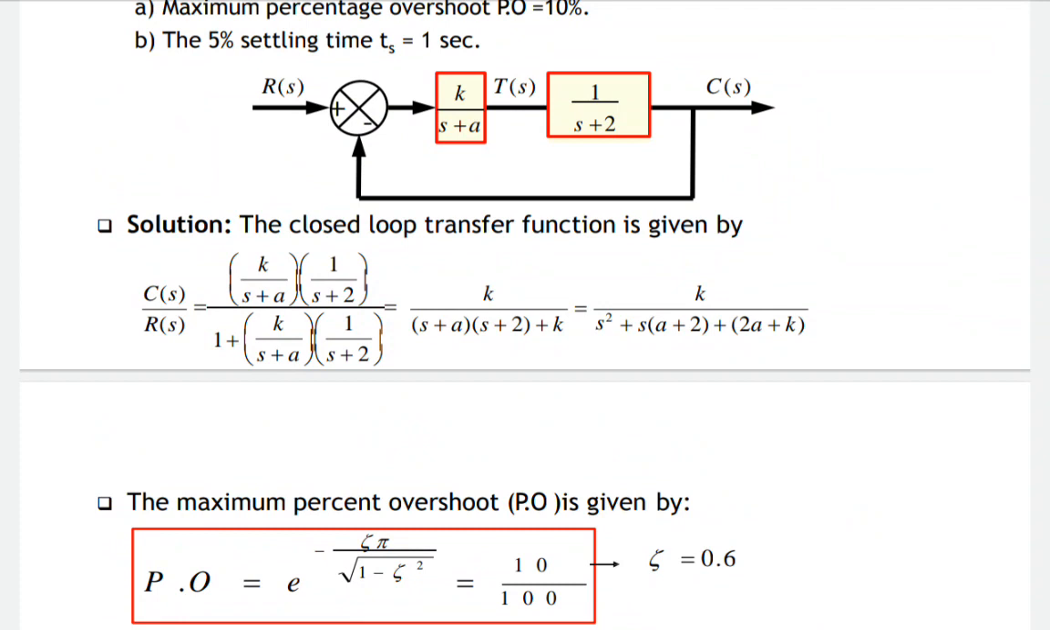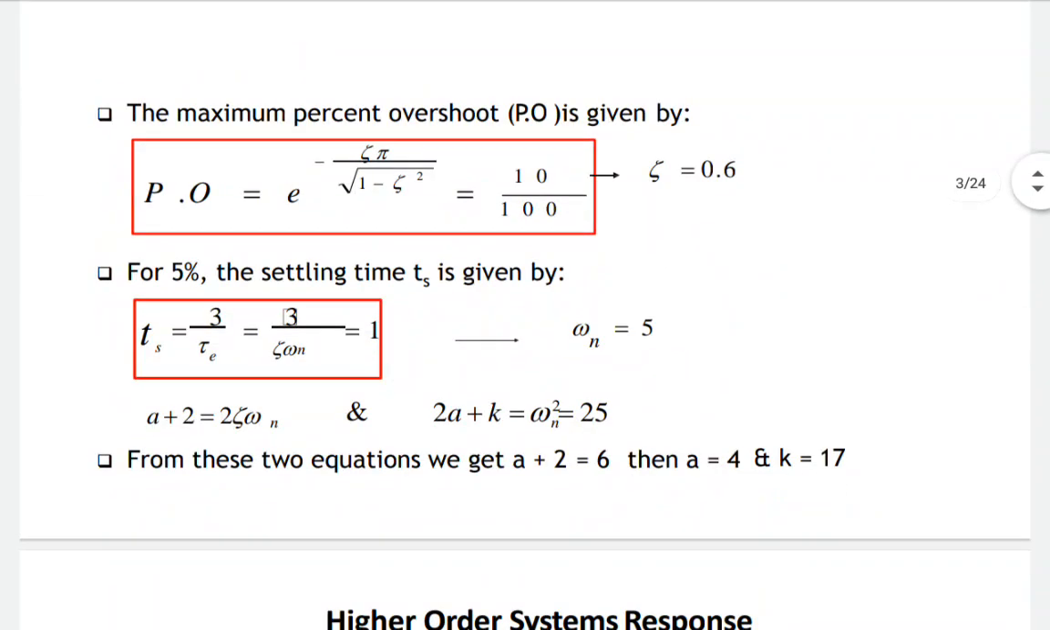That means if we compare the denominator expression S squared plus S into A plus 2, plus 2A plus K, with the expression S squared plus 2 xi omega n s plus omega n square, then after comparison we can write A plus 2 is equal to 2 xi omega n, and 2A plus K is equal to omega n square. Omega n is 5 rad per second, that's why omega n square is equal to 25.